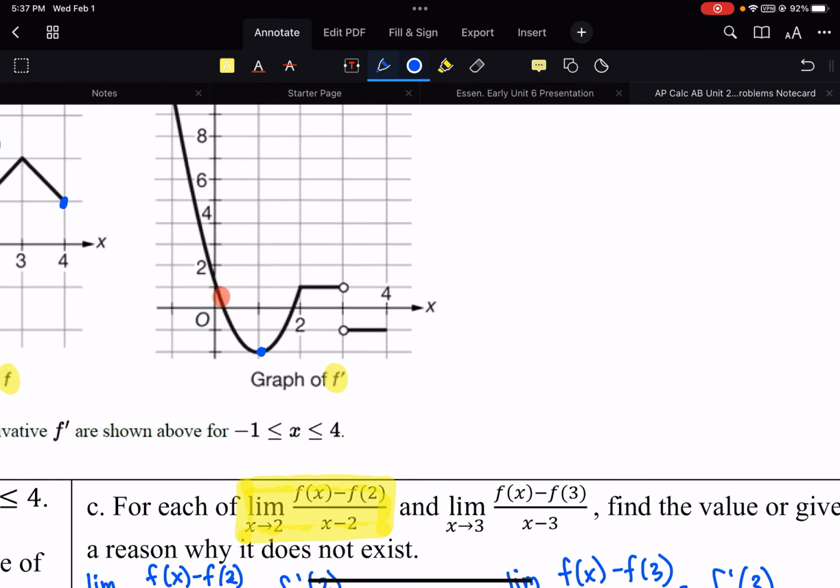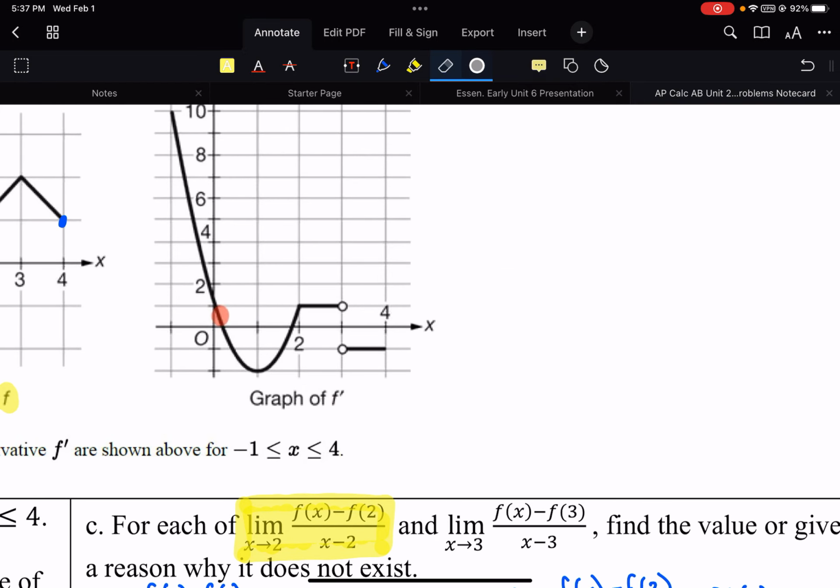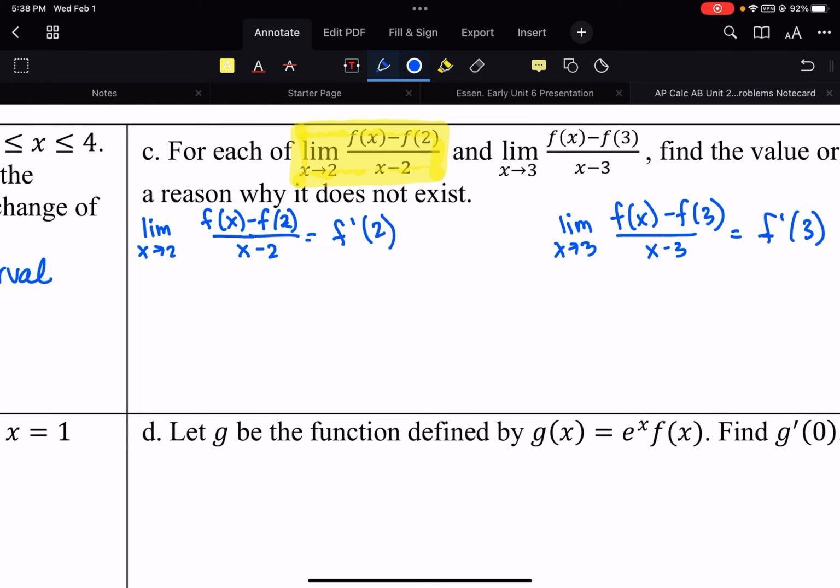And again, I can just look at my graph of the derivative. So I look at this graph, f primed of 2, yep, it exists, and it's 1. Notice that we just care if this point exists. We don't care if the derivative exists there, because that is the derivative. So f primed of 2 is equal to 1.